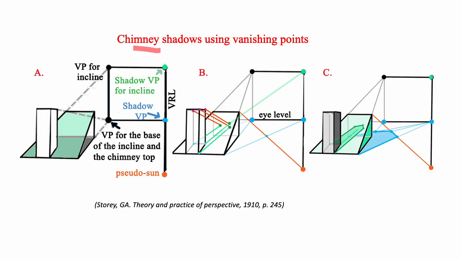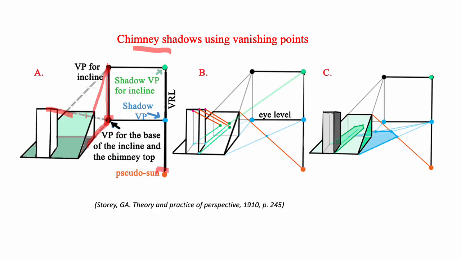This is a way of drawing chimney shadows using vanishing points. So this vanishing point is for the base of the incline and the top of the chimney, since they're both horizontal. And this is the vanishing point for the incline. It's vertically above the one for the base because they're attached.